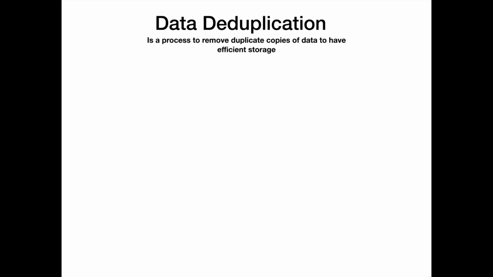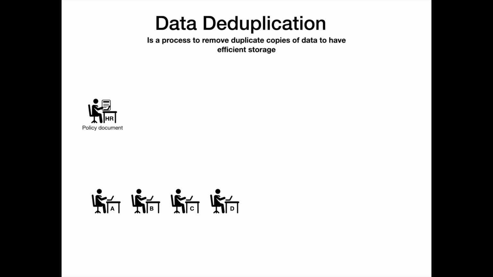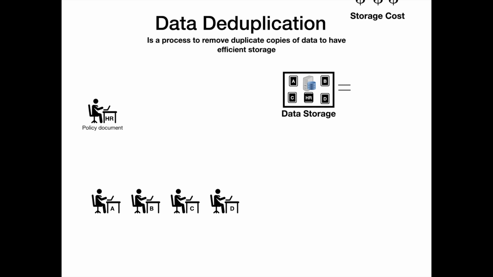Our topic today is data deduplication, a process to remove duplicate copies of data to have efficient storage. Let's take an example to understand it better. Let's assume a scenario where HR has a policy document and plans to share this document with four other employees, A, B, C, and D. If all five people save the document onto the storage, the storage would have 5 copies of the same document, leading to a lot of storage requirements and hence cost.